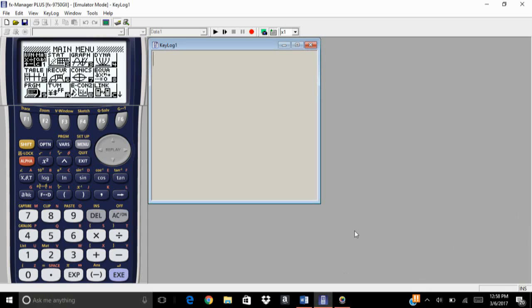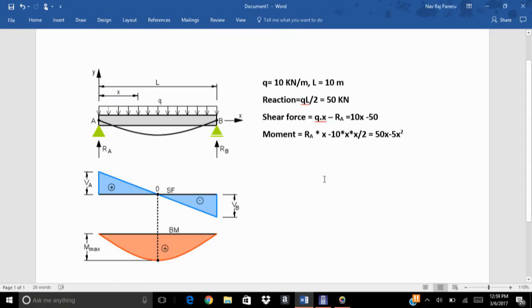Hey guys, today I'm going to teach you this amazing thing about the use of fx9750 to draw bending moment diagram and shear force diagram. If you are an engineering student, you'll surely know its importance. So, I'm going to teach you to draw the shear force diagram and bending moment diagram for the uniformly distributed, simply supported beam as shown in the figure.